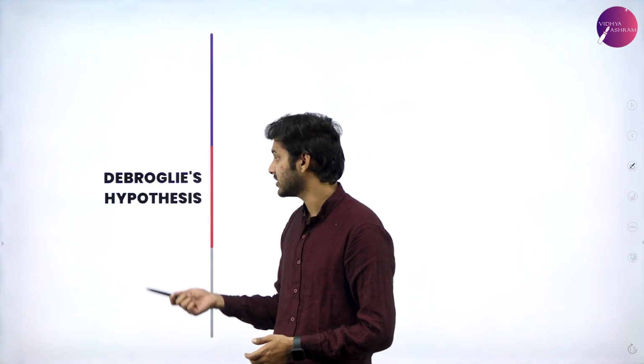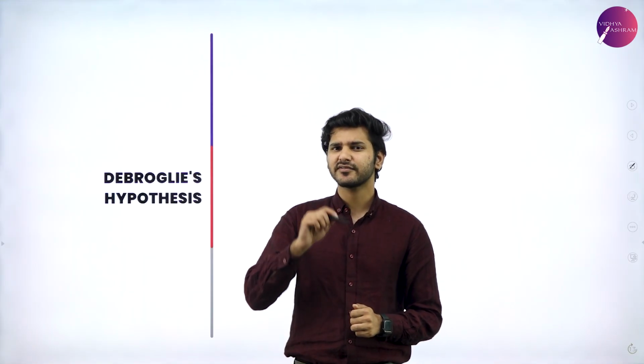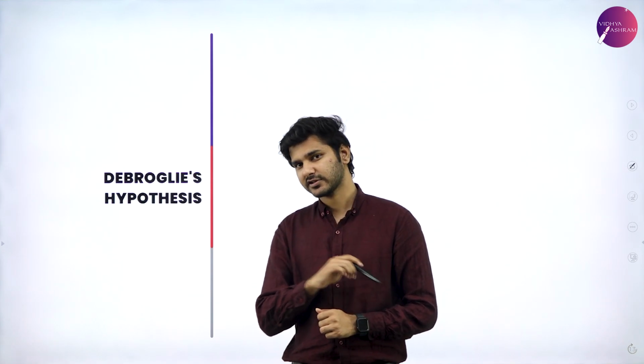Now, the last topic in this chapter, that is de Broglie's hypothesis. So who is de Broglie? Even though it is spelled de Broglie, he is a French scientist, Louis de Broglie, and he actually predicted a few things regarding the photoelectric effect. From the experimental conclusions, he said a few things. But before that, what is the relevance of the photoelectric effect?